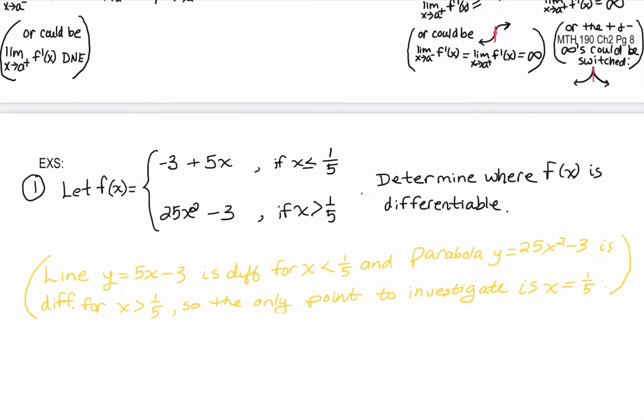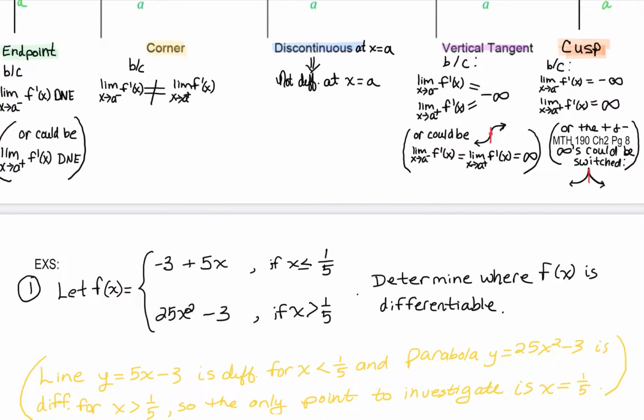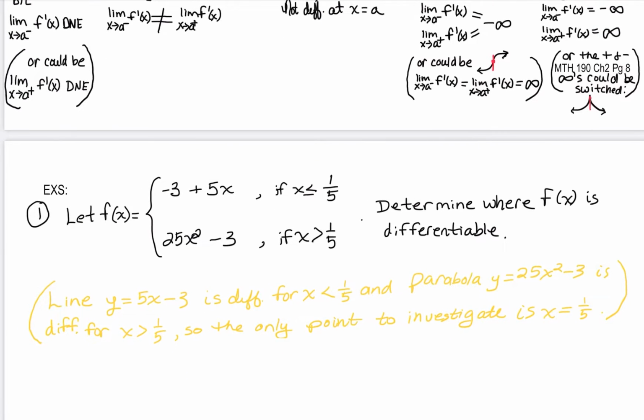it's a line for values of x less than 1/5, and it's a parabola for values greater than 1/5. And certainly when you think about, looking up above, the culprits of discontinuity are going to be sharp turns, corner points, cusp points, discontinuities. So certainly for values less than 1/5, the line is not going to have any issues. And for values greater than 1/5, the parabola is not going to have any issues. So all we're really going to focus on here then is, well, what's happening at 1/5 itself?